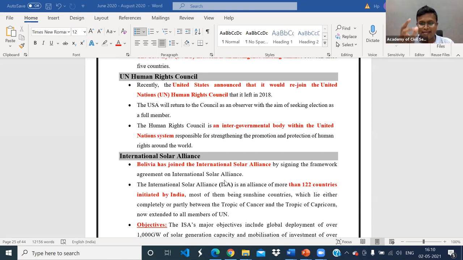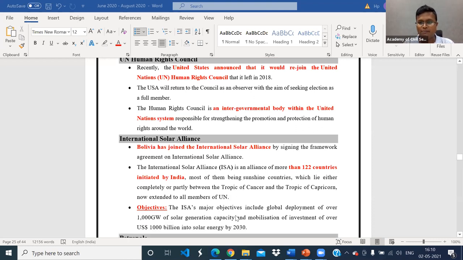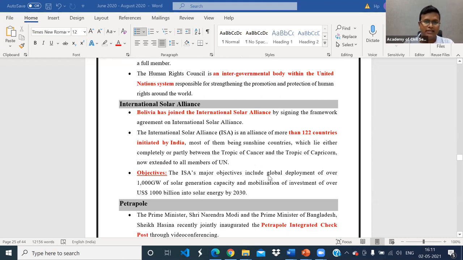So this is an organization of sunshine countries, the tropical region countries between the Tropic of Cancer and Tropic of Capricorn. 122 countries are members. It is an initiative of India, and India's major aim is development of over 1000 gigawatt solar generation capacity and mobilization of investment. Gurugram in Haryana is the headquarters of the International Solar Alliance. It is an organization established by India. Initially, India and France were involved, later India alone took over.